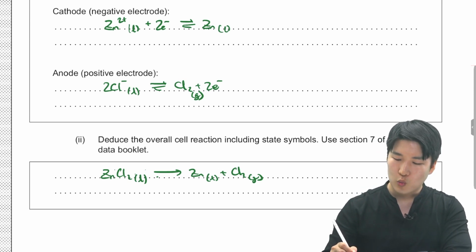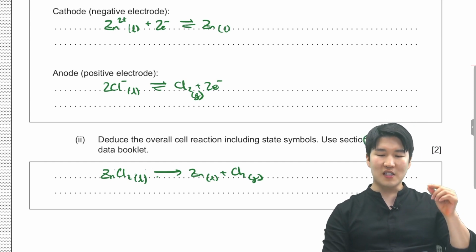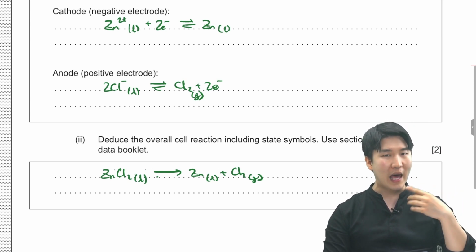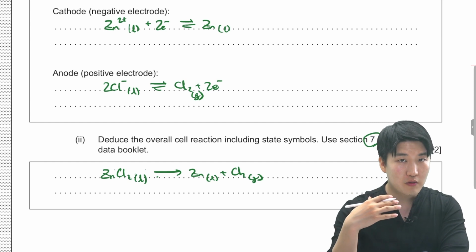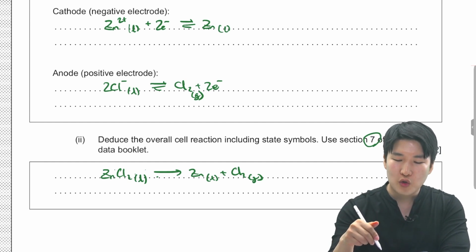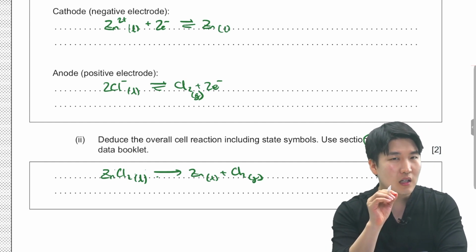Now, we were given the guidance of using section 7 of the data booklet. We have just used that in our previous answer, just to make sure that the zinc produced would be in liquid state.